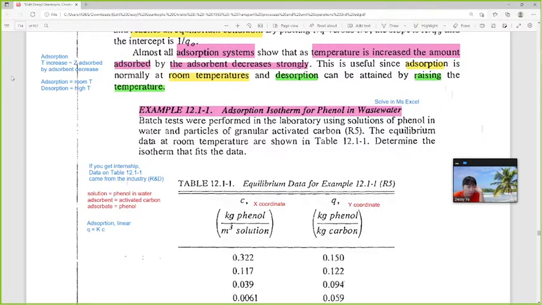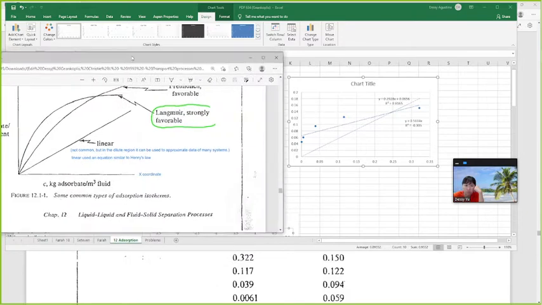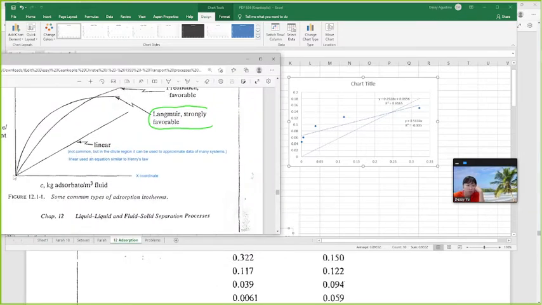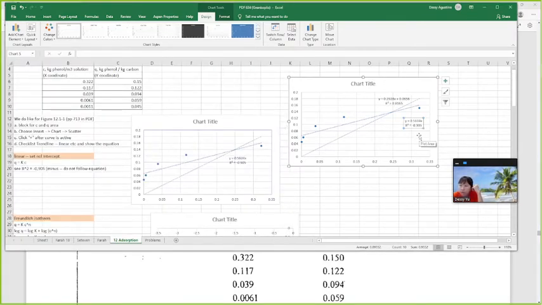Do you remember some common types of adsorption isotherm here? This is a linear one from zero, zero in the x and zero in the y coordinate. Okay, not from this intercept, yes, from zero, zero. You can see R square is a negative value, so we don't follow this equation. Okay, linear is not suitable.